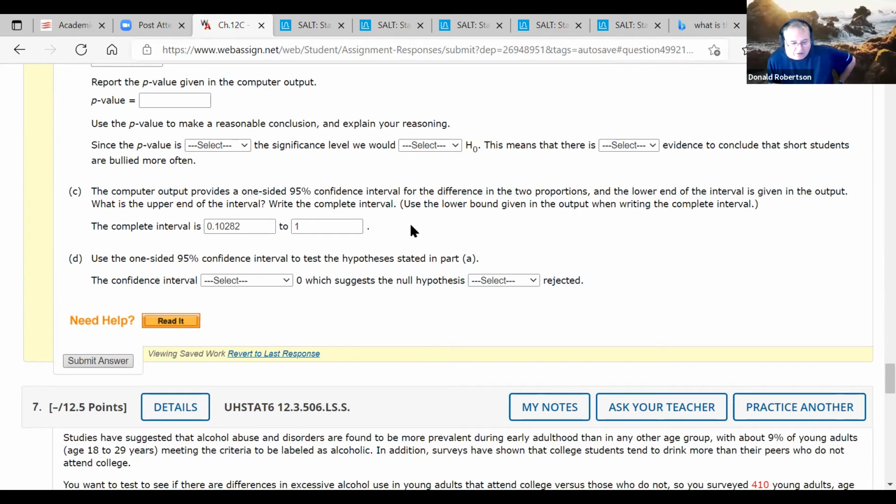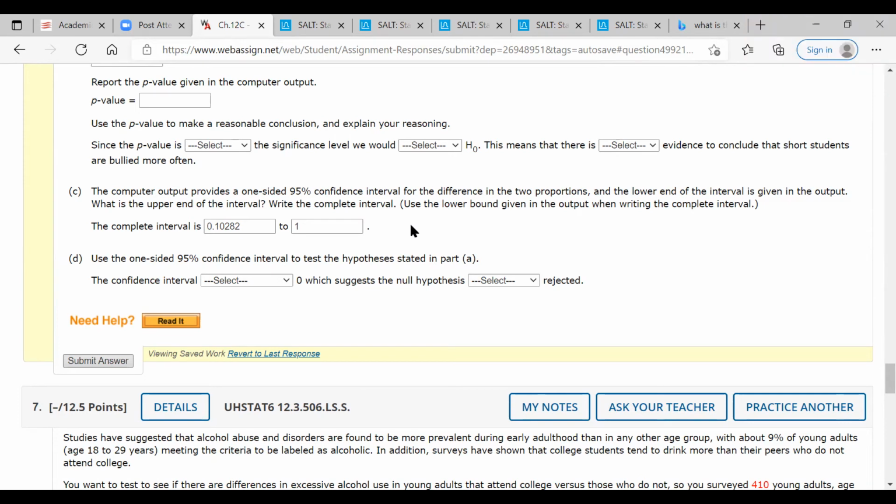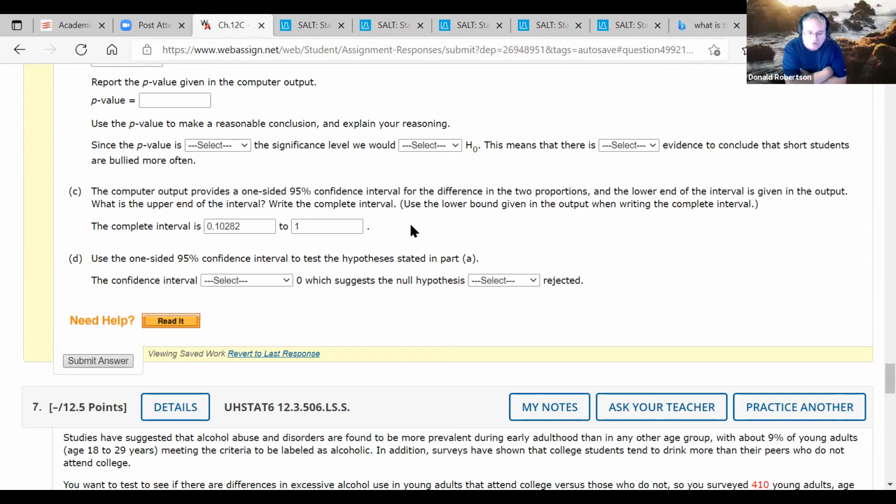And then you can use that in the same way that you would do in a normal hypothesis test. But can you remember doing confidence intervals, and if it contains 0, you couldn't reject the null hypothesis, right? There's no evidence. But if it didn't contain 0, in this case, it's all positive. So that's what D is about.